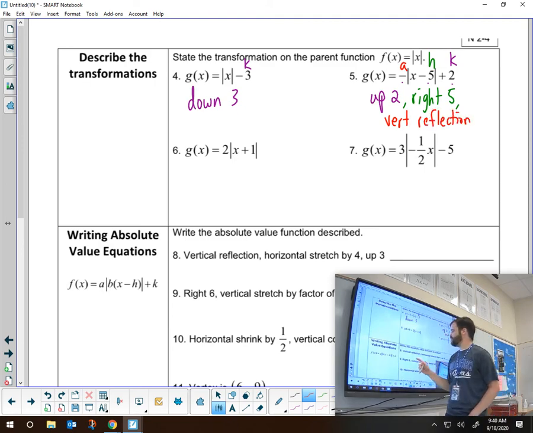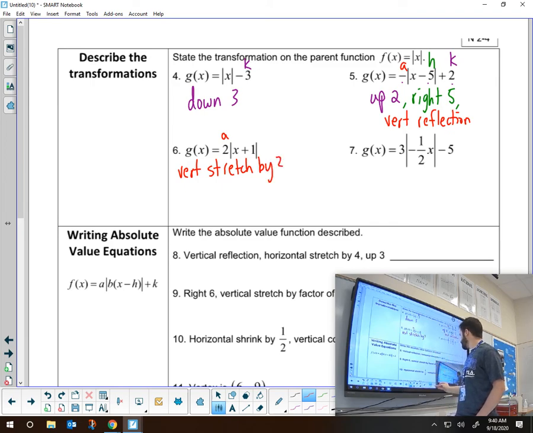Awesome. Now, this one, we have that 2 out in front, so my a is 2, so we're going to have a vertical stretch by 2, and then we're also going to have a 1 here as my h, but remember, it's always a liar. It's hanging out with its x, it's lying to somebody, so we're going to make that h a negative, so we're going to go to the left 1.